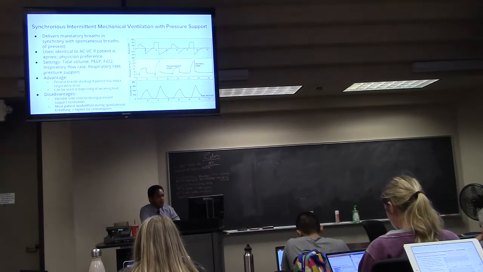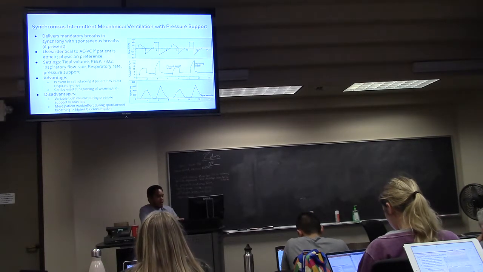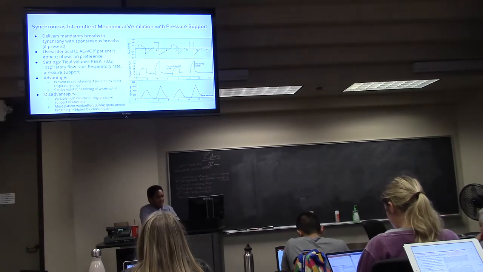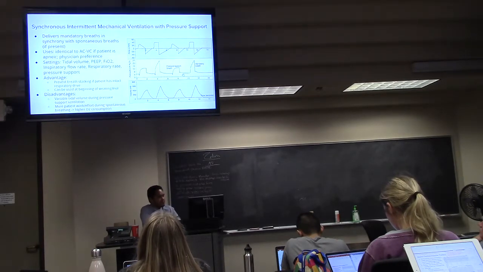So if you're having to wean them off AC/VC, you can put them on SIMV with pressure support and basically take a look at how much this patient is able to spontaneously breathe and how much ventilatory support they need, and then kind of help you gauge how well the patient is breathing on their own.